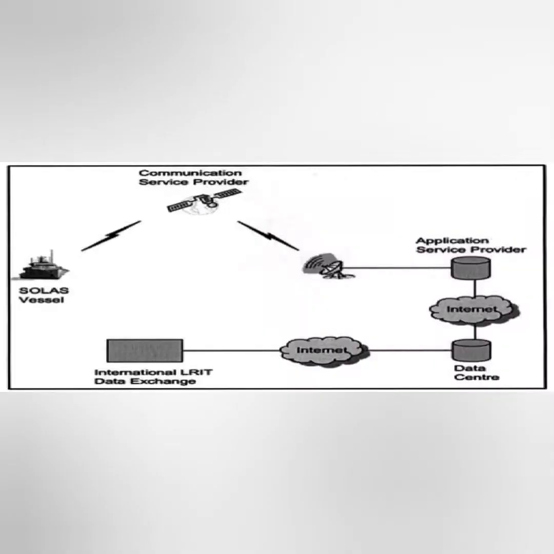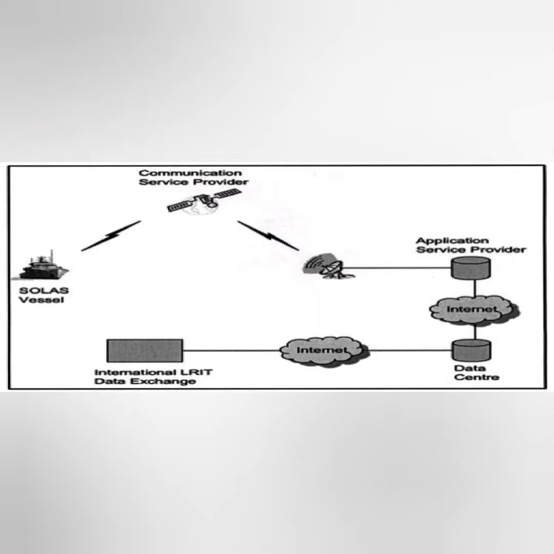To understand and remember it simply, here is a simple diagram. There is a vessel on the left, SOLAS vessel. It has LRIT fitted on board. Now it needs to transmit a data. So obviously from the middle of the ocean, it will use a satellite. And that satellite is from the communication service provider. Through that communication service provider, it is transferred to the application service provider. This application service provider processes the data and then transfers it to the data centers.